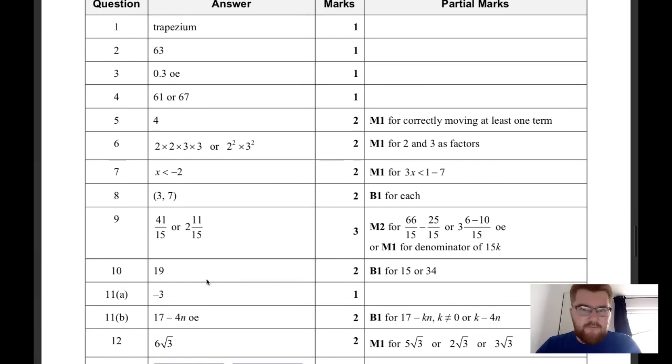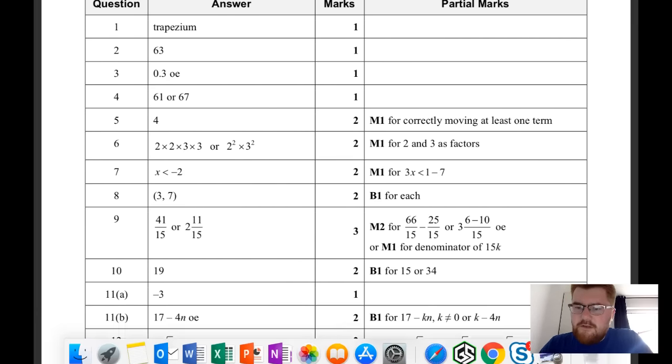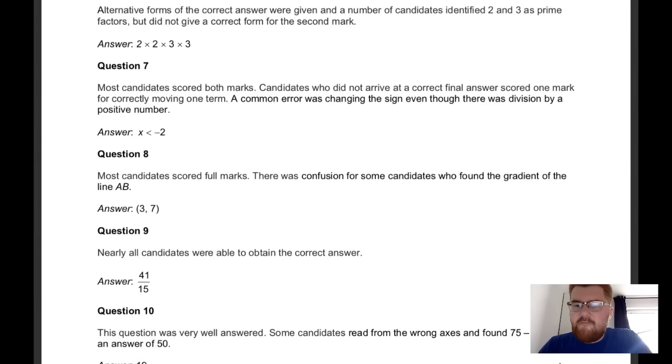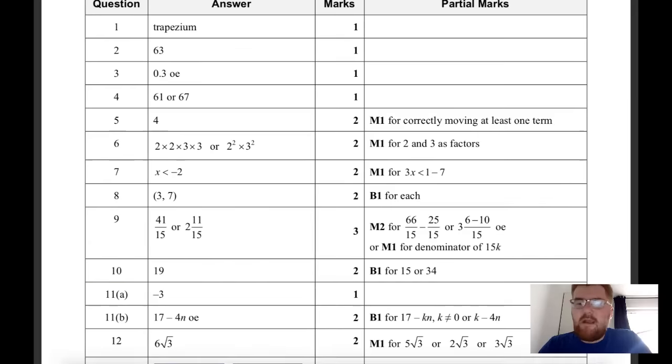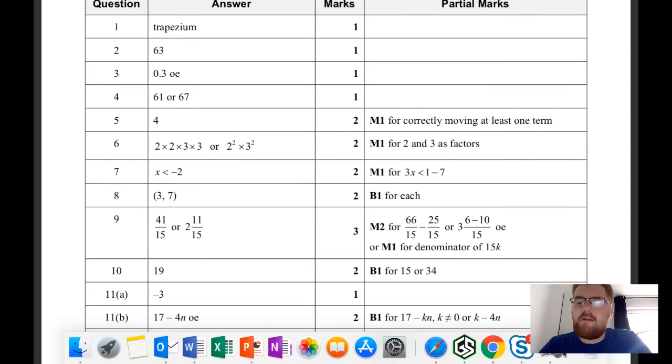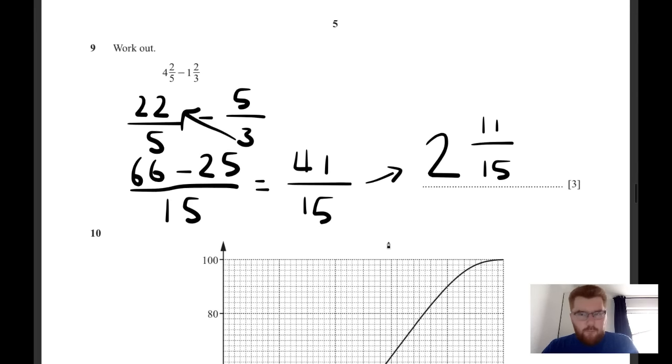Question 9, yep, both solutions are correct, and you can see you pick up method marks for different parts of it. So 1 mark just for the common denominator, 2nd mark for getting those 2 numbers at the top and then taking away. Very good. Okay, let's keep moving on. So far, nothing too tricky in this paper. Everything's, again, very attemptable, very doable.